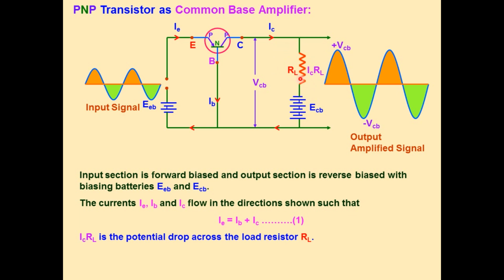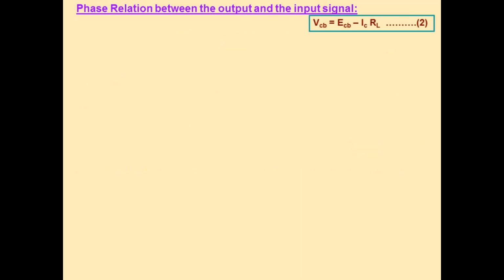So this can be written according to Ohm's law, and this is the potential drop across the load resistance RL. So by using Kirchhoff's voltage law or Kirchhoff's second law, we can write voltage across collector and base VCB as ECB minus IC into RL, same as the previous one. But in the previous case the current IC, and in this case current IC is different. Okay, phase relation between output and input.